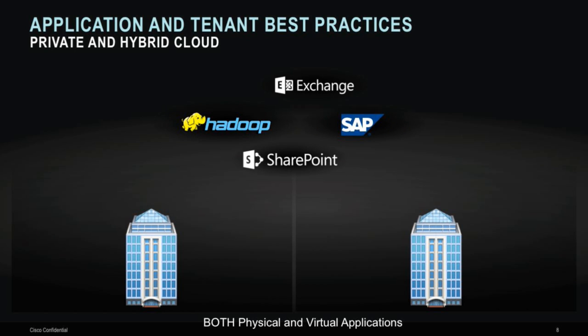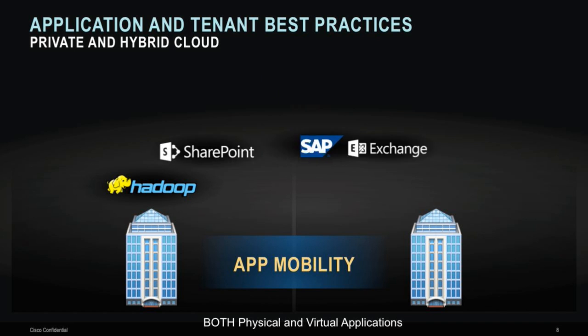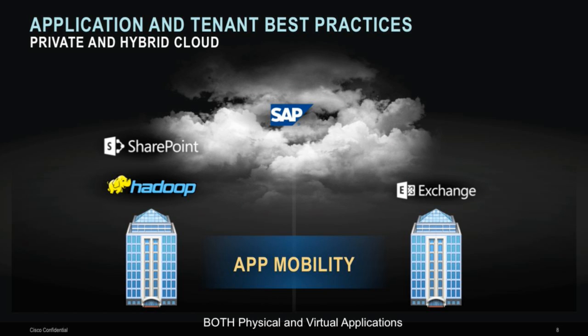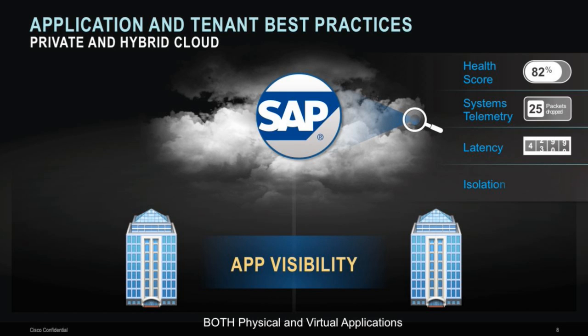And this slide just kind of shows that we have app mobility. I can switch from a private cloud to a public cloud to the hybrid cloud and whatever I want. And we're really concentrating on the applications. We don't care about the VMs. We don't care about the containers. It doesn't matter to us. We just want to make sure that we provide the best application performance and putting them where they need to go. We also get app visibility, like I said, and you can see health scores, telemetry, latency, isolation, things like that.